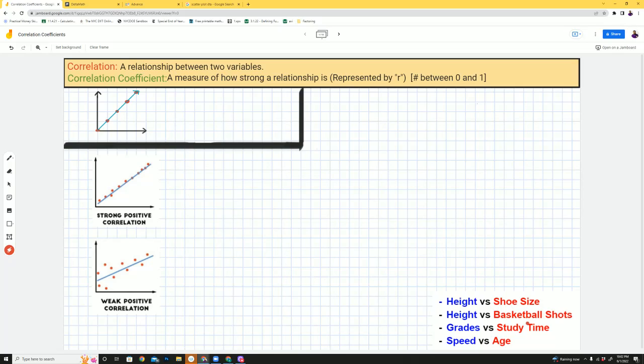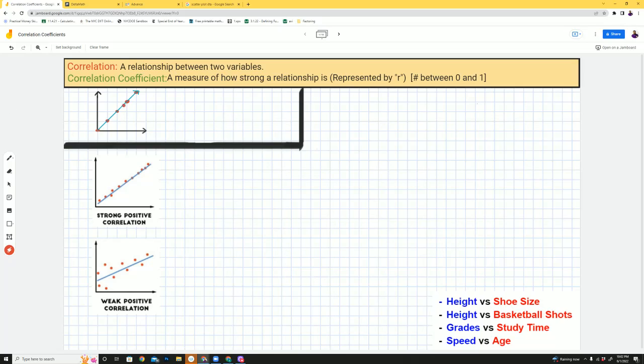We can look at grades versus study time. Do people who study more get better grades? Or does it not really matter how much you study? We can look at speed versus age. Are you faster if you are younger? Or maybe it really doesn't matter. We can take a look at those things.